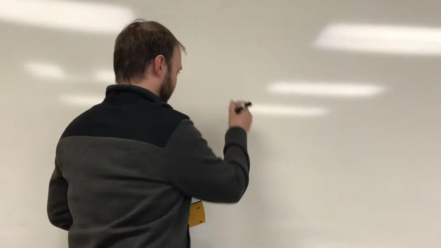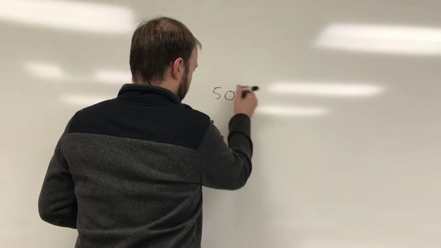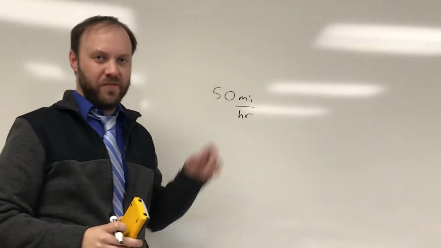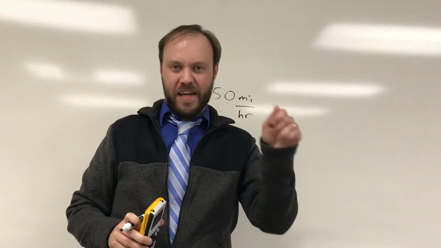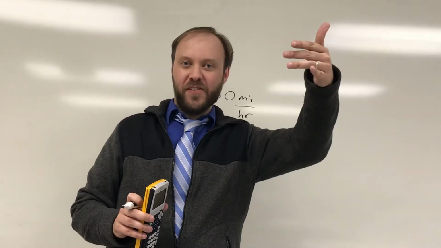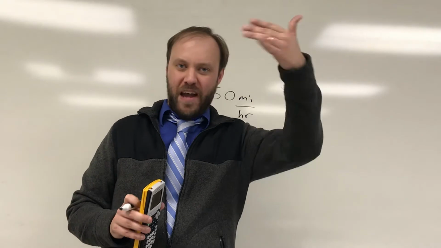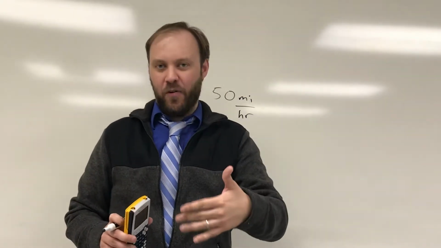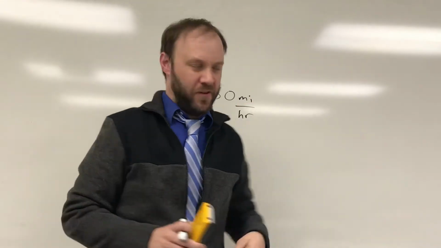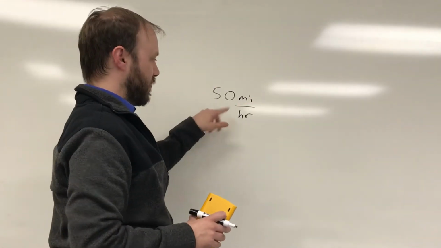Let's say you've got 50 miles per hour, okay? And I'm gonna purposely write the units like that instead of writing mph. So what this means is I traveled 50 miles in an hour. Or maybe I traveled 100 miles in 2 hours, but I would take the miles and I would divide by the hours, okay? That's what a rate is. It's some unit divided by some other unit, okay? So 50 miles per hour.